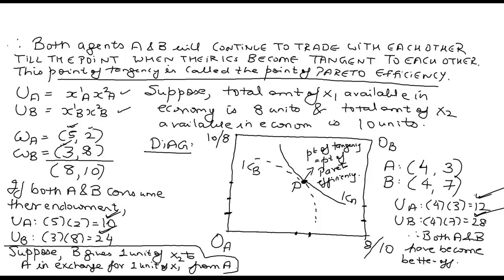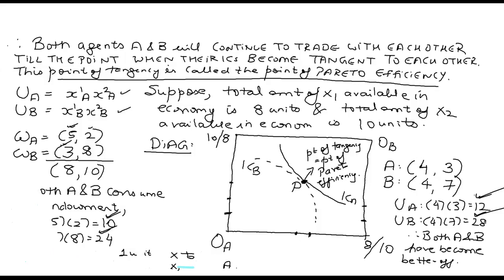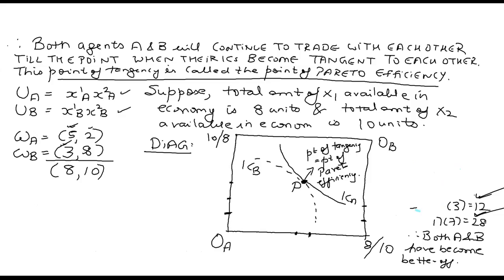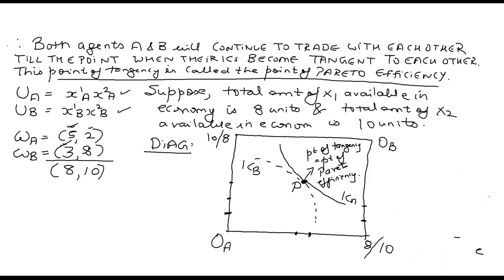Now, how will I find this condition mathematically? Let me erase some portion for you. We have understood all this. Let us now understand mathematically. Diagrammatically, you have understood what the point of Pareto efficiency is. Now mathematically, what is the point of Pareto efficiency?